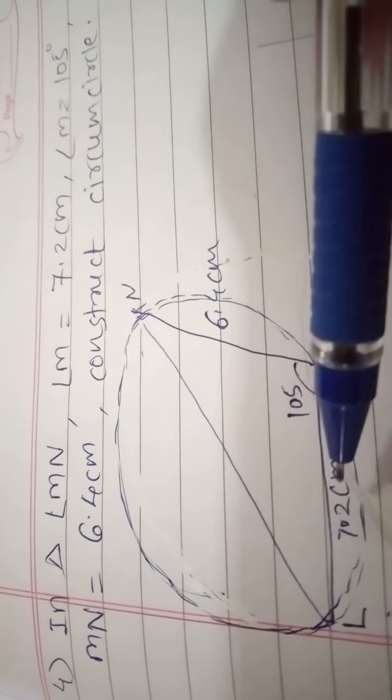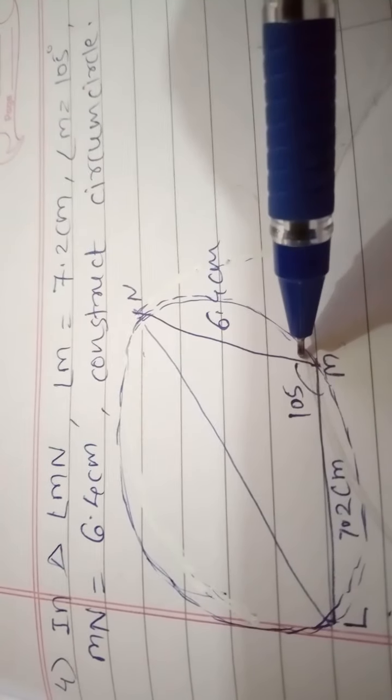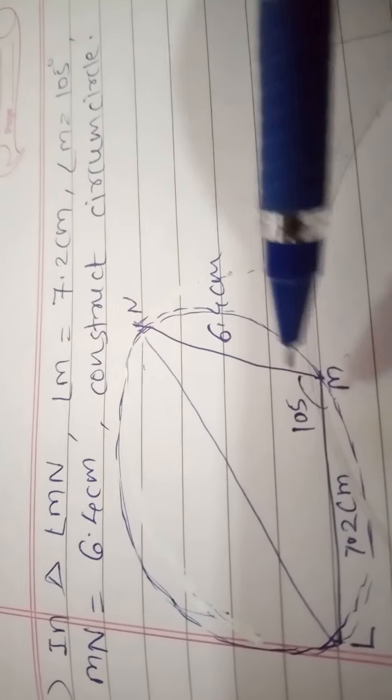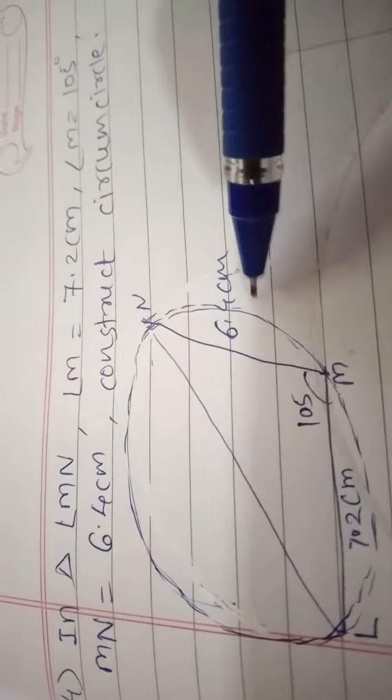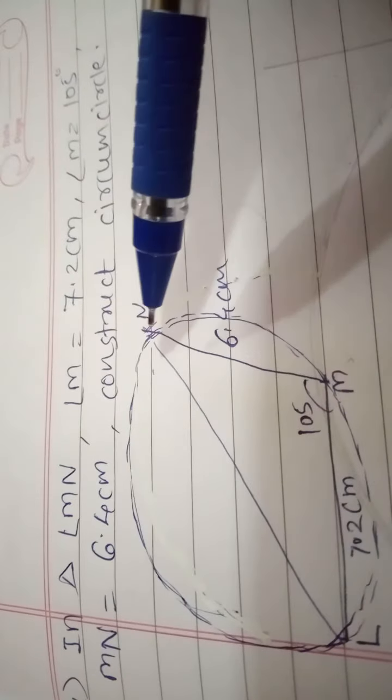So the procedure for all the circumcircles and incircles is the same. So first we have to draw the triangle. You are given LM is 7.2. Since we are given the angle M, I draw this LM as a base with the 7.2 centimeter distance. Angle M is 105, it is an obtuse angle. And also we are given the distance of MN, that is 6.4. And after that just draw this LN.